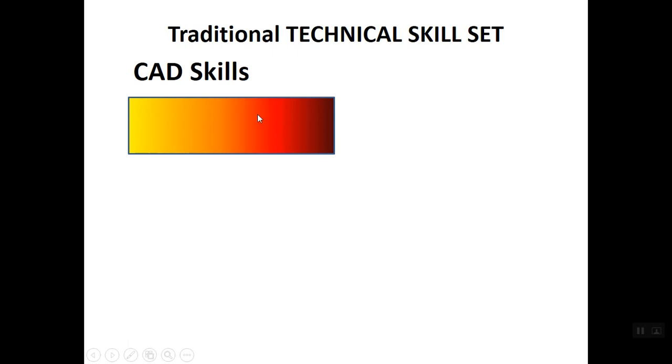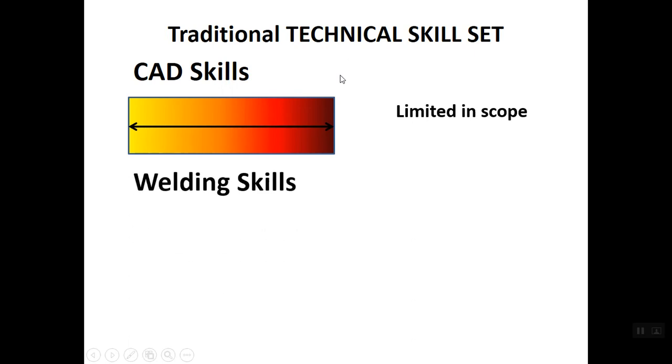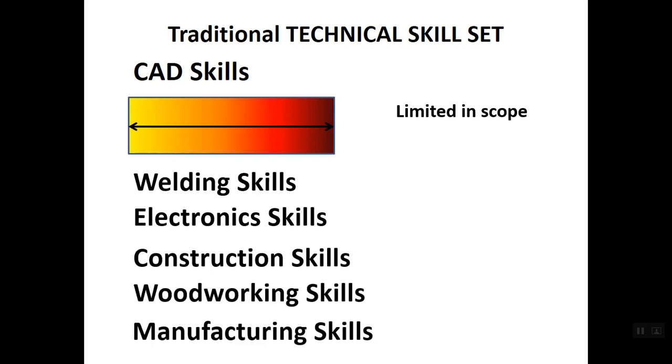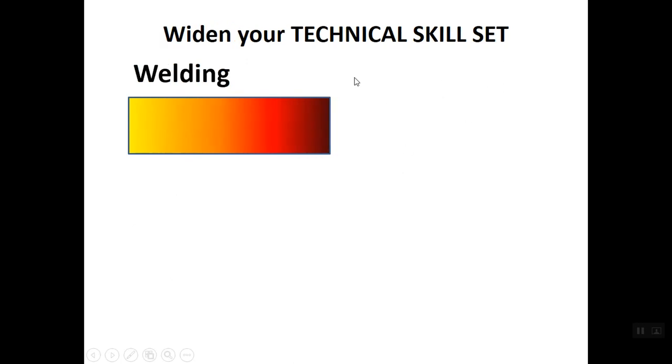So CAD skills are good, right? This is a technical skill set, just like automotive repair, just like engineering technician, just like construction, welding, and it's good to have a set of skills. Okay? Yeah, skills though, if we learn one thing, we're kind of limited in scope of what we can do. So this would be the same if we just had some welding skills, or electronic skills, or construction skills, right? These are all good skills, but again, they are limited in scope. See, it'd be much better to widen out your technical skill set.